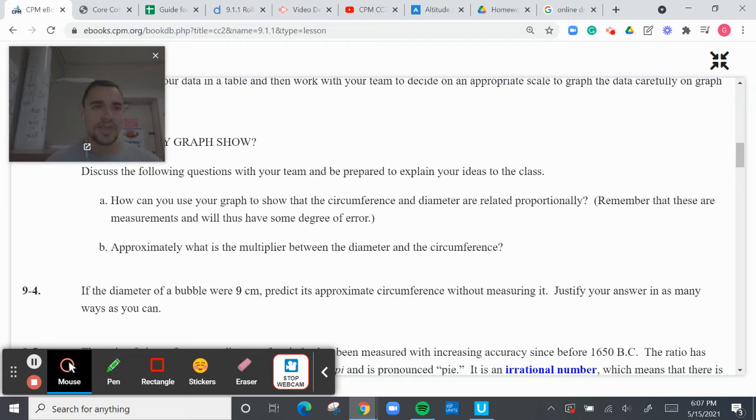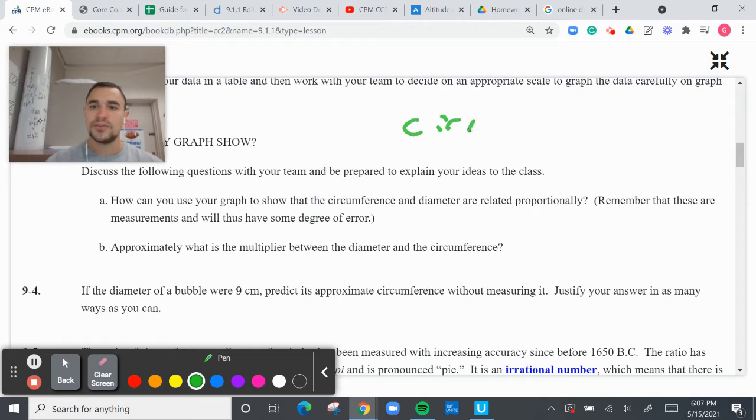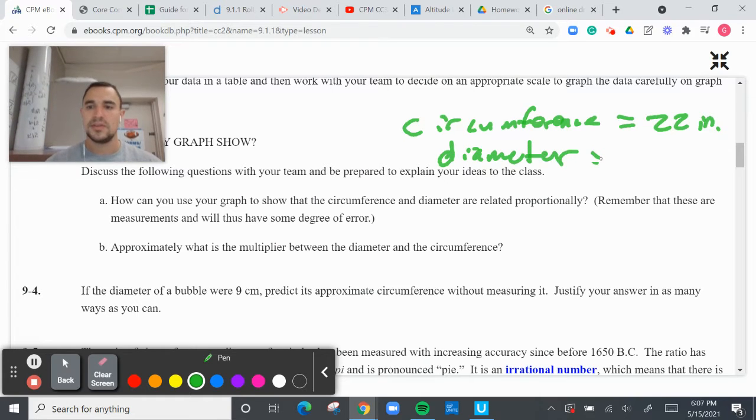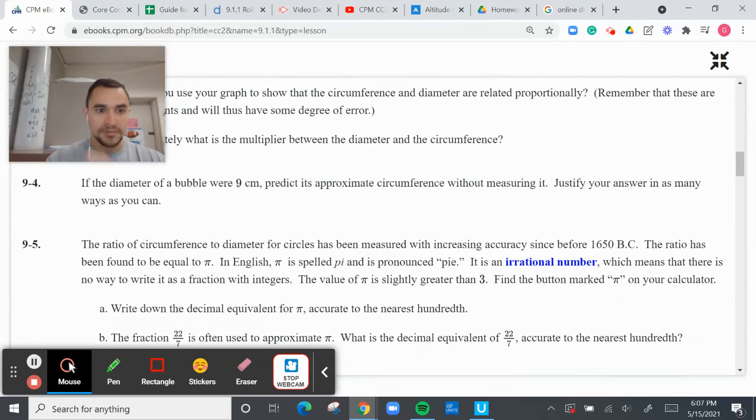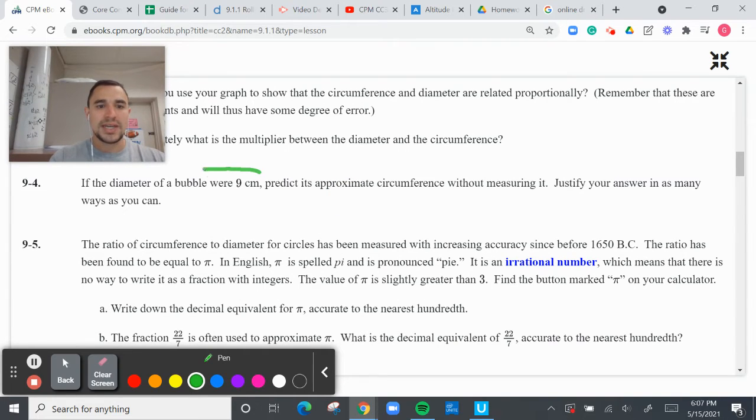So for example, if I had a circle with a circumference of, let's say, 22 inches, then what would our diameter be? There are ways to solve that in order to find out what the relationship is between those. We're going to dive into that a little bit later, but let's continue on. If the diameter of a bubble were 9 centimeters, predict what the approximate circumference is without measuring it.